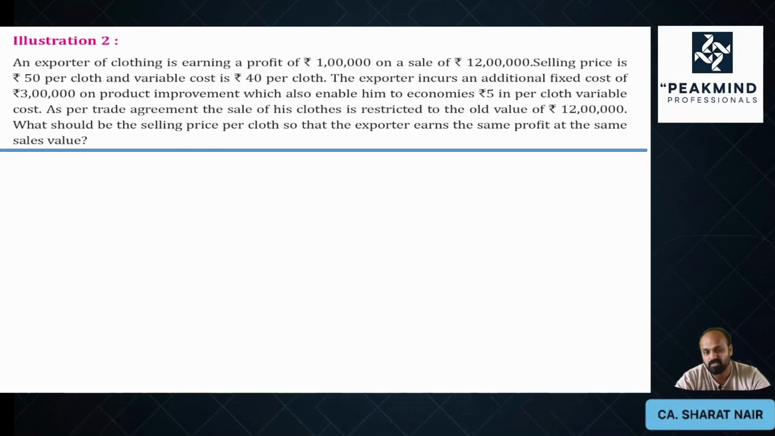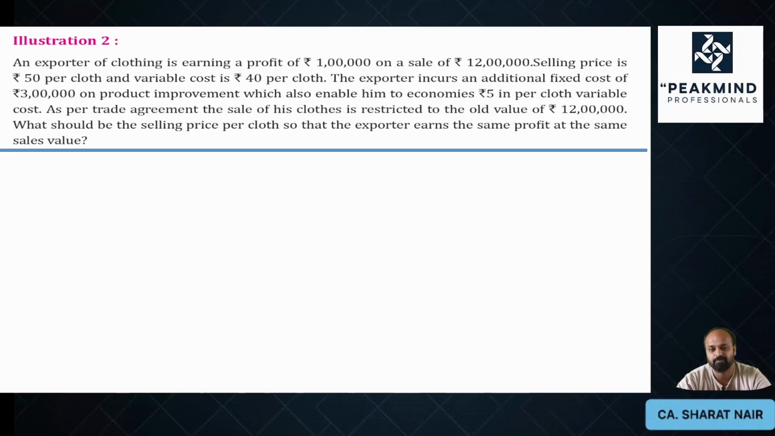Next, second question is an interesting question. Please mark it as important. It may come for the exam, for the reason it is a decision making question. Now, an exporter, he is selling the clothes. Okay, and he is as of now earning the profit of rupees 1 lakh by making overall sales of rupees 12 lakhs. The selling price of one product is given as 50, whereas variable cost per unit is 40.